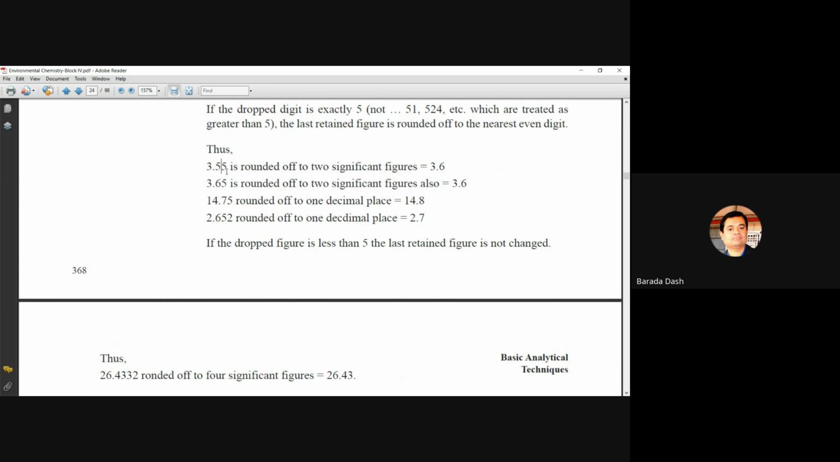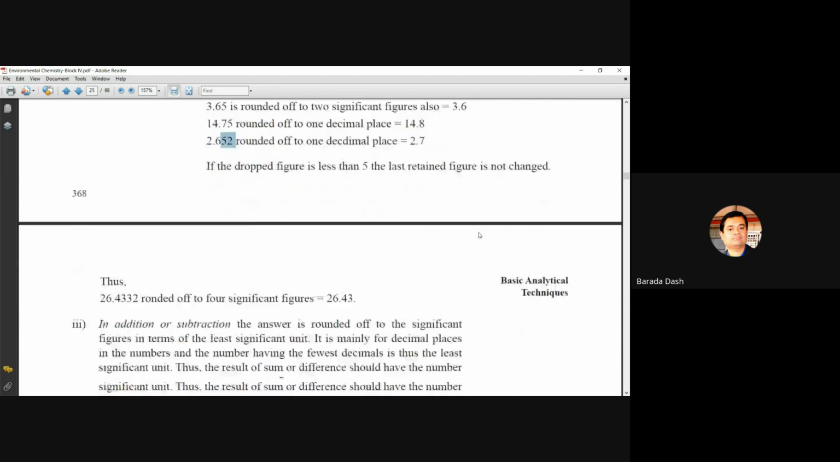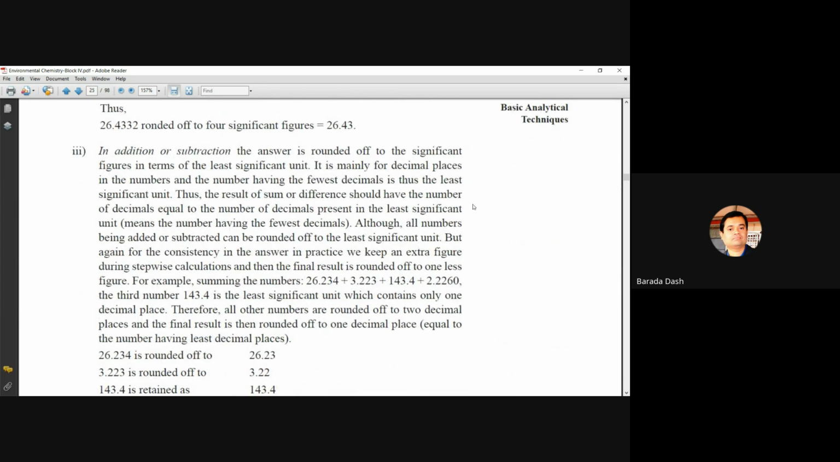One will be added to that. So see, 3.55 is there. If you are rounding up, taking away the 5, then it becomes 3.6. Here 2.652 is there. So if you want to round it off to two significant figures, this 52 is gone, so you are converting it to 2.7.